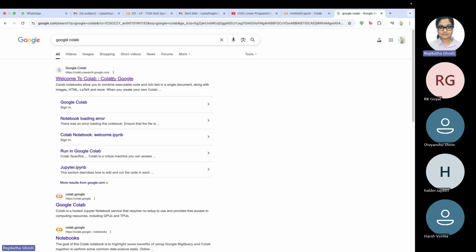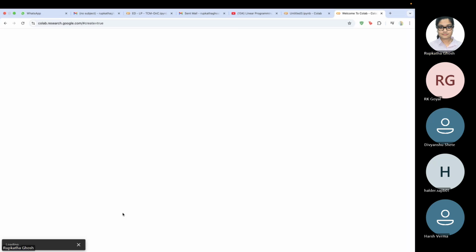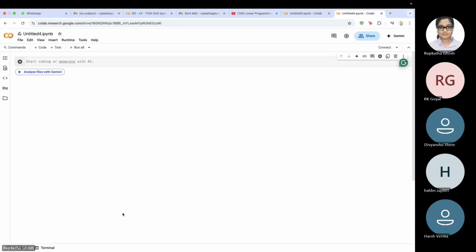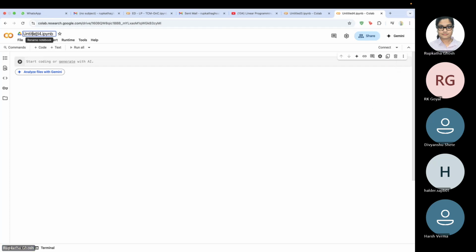Okay. So open Google Colab, open a new notebook. Once all of you are done, then I'll proceed. Okay, so let me name this as optimization in Gurobi.